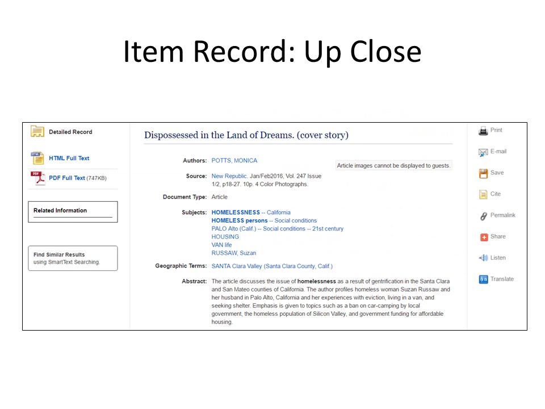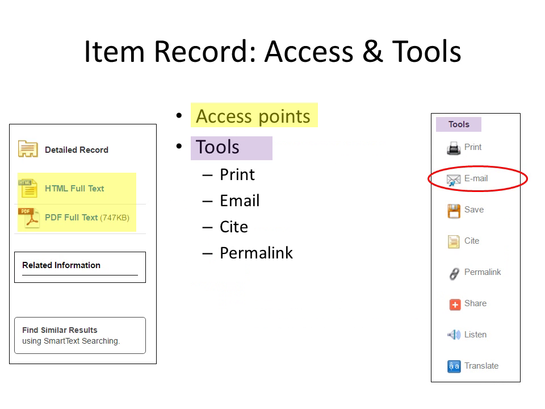Here's a screenshot of the record for an article entitled "Dispossessed in the Land of Dreams." Let's take a few minutes to examine it in depth in the following slides. On the left, you'll find additional access points where you can view the document in full text in 2 ways, as an HTML full text or PDF full text. When given the choice, I always recommend selecting the PDF full text so you can view any images, graphs, or other visuals that may be attached to the document. The HTML file only provides text.